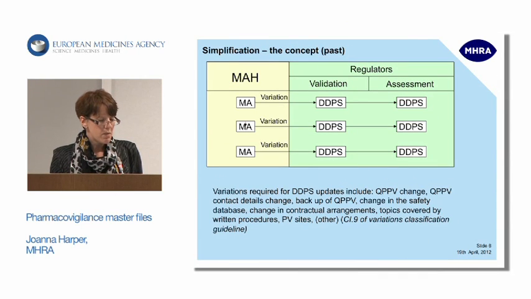In the past, with the DDPS being linked to every single marketing authorization and per product, there were a large number of variations that were required for lots of different changes in the pharmacovigilance system. That DDPS also required work on behalf of the regulators who had to assess the DDPS and also have to manage those variations as well. If I can have the next slide, please.